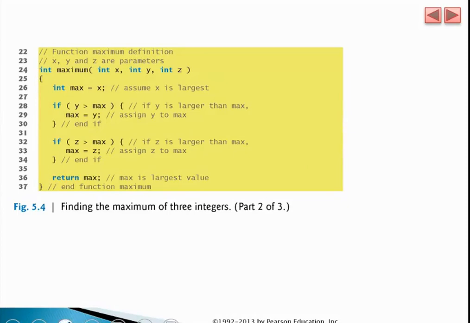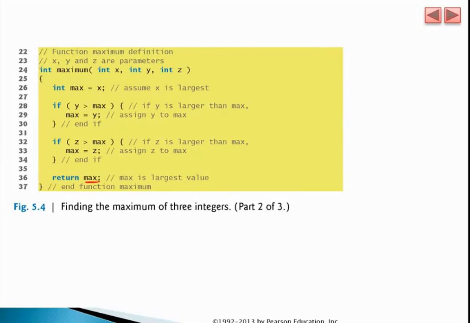Okay, so this is the logic to implement the maximum of 3 numbers. We will assume that x is maximum in the beginning. If y is greater than maximum, then the max value becomes y. If z is greater than maximum, then the max value becomes z, and in the end we are returning max. Okay, everything is of integer type.